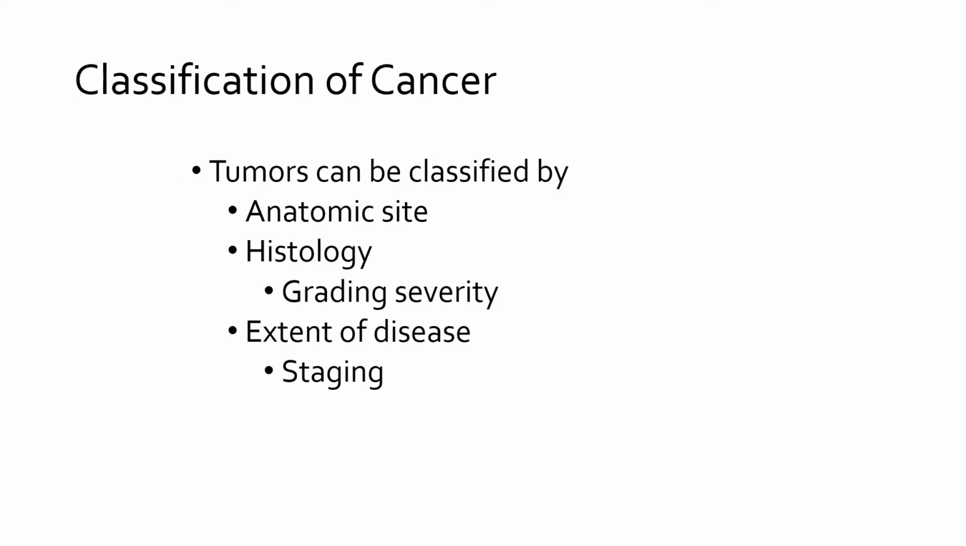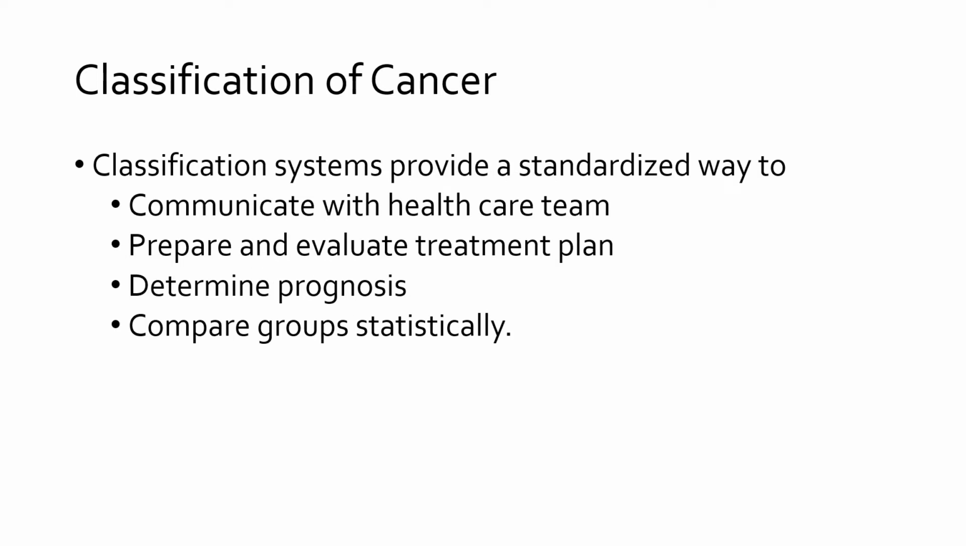Tumors are classified by their anatomic site, by their histology, which grades their severity, and also extent of their disease, and that is done with staging. This classification system is international. It gives the healthcare team an idea of what you're looking at just by the numbers. They use this to prepare a treatment plan, determine the prognosis, and compare groups statistically. So standardized vocabulary for everyone to understand on the team. They can compare groups with like or same diagnosis of people too to determine things.